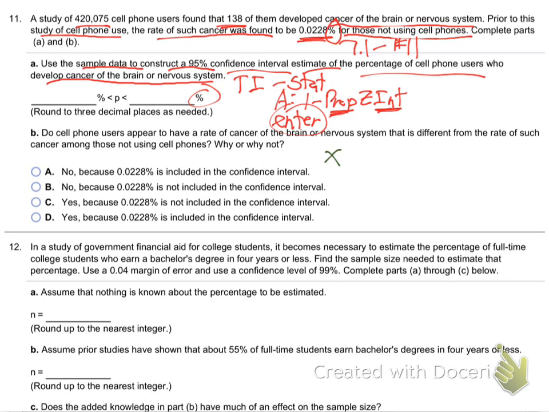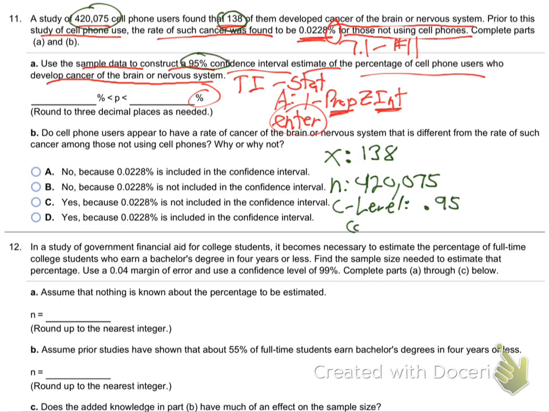The calculator needs to know what is X. X is the number of people that got the cancer. That's the 138. And then N, that's always the total number of people in the study. That's the 420,075. And the confidence level is 0.95, because they asked us to do a 95% confidence interval. And then on calculate, you just hit enter, and it cranks it out.